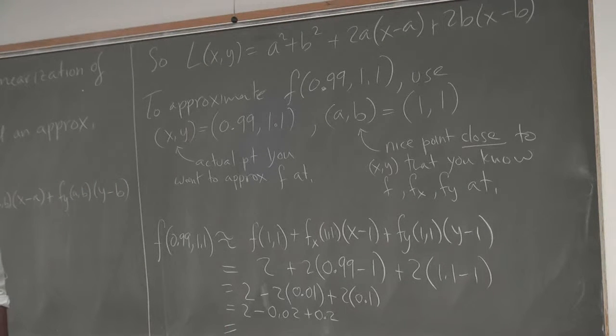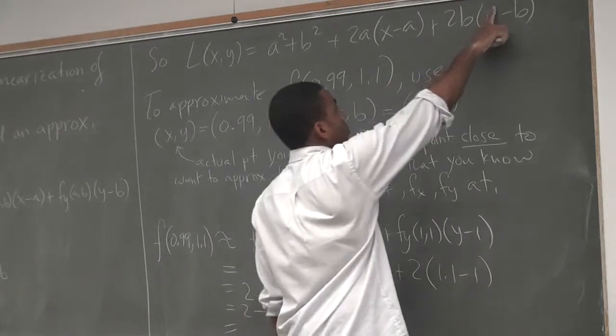Yeah? I have a question. Shouldn't that be on the top line 2b times (y minus b)? This is y, yes.